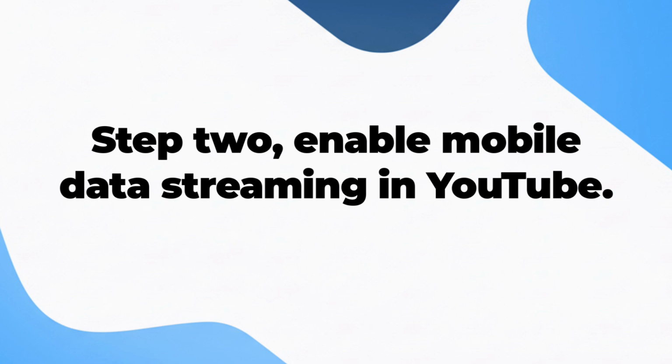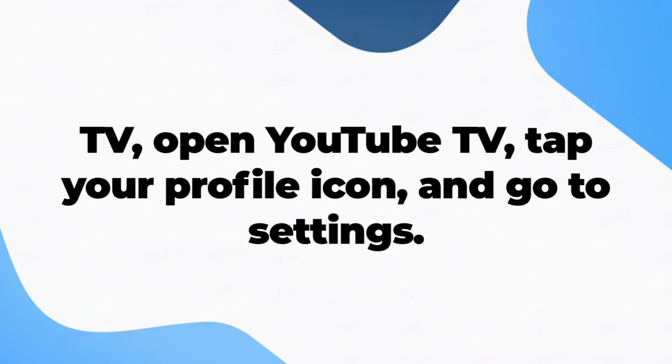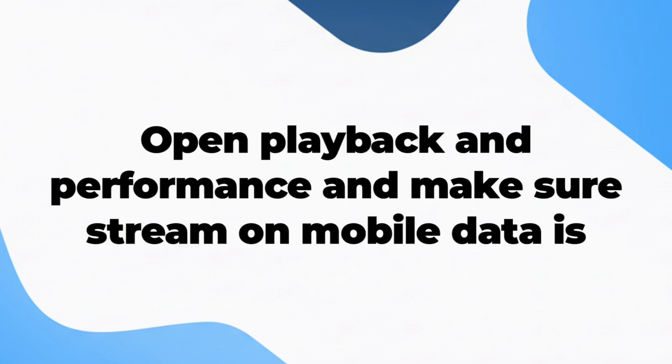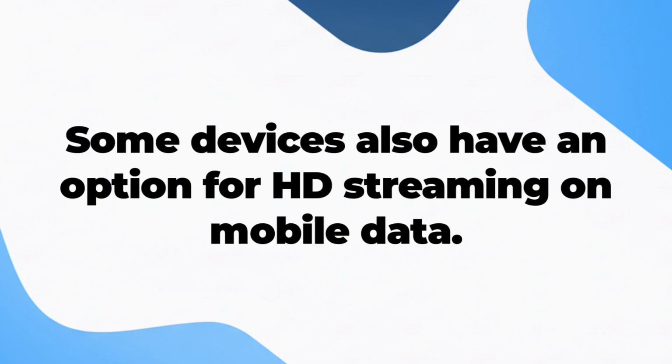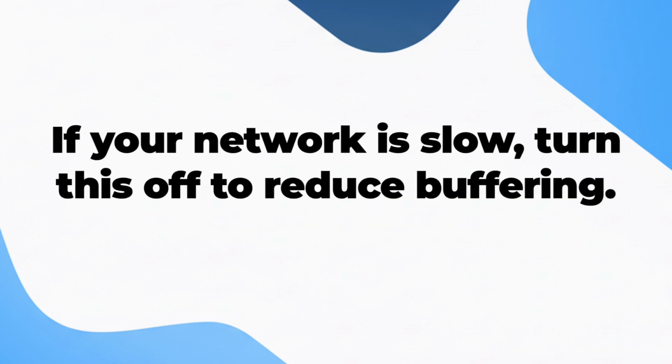Step 2. Enable mobile data streaming in YouTube. Open YouTube TV, tap your profile icon, and go to Settings. Open Playback and Performance and make sure Stream on Mobile Data is turned on. Some devices also have an option for HD streaming on mobile data. If your network is slow, turn this off to reduce buffering.